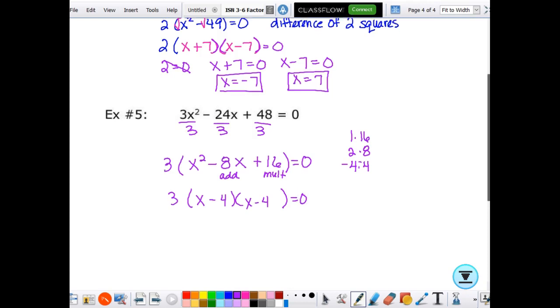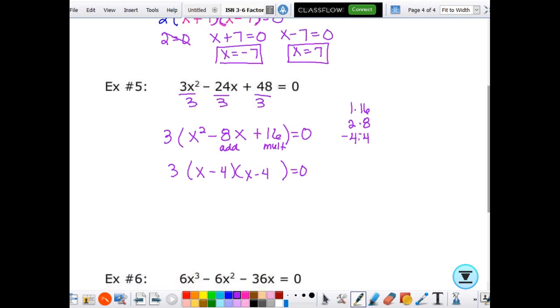So we set them up. 3 equals 0? X minus 4 equals 0. X minus 4 equals 0. 3 doesn't equal 0. X is 4. Don't type it in twice, just once into Delta Math.